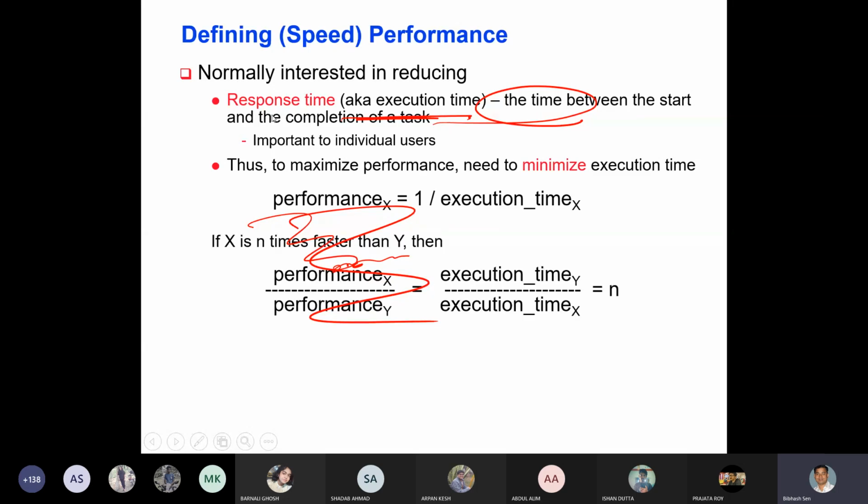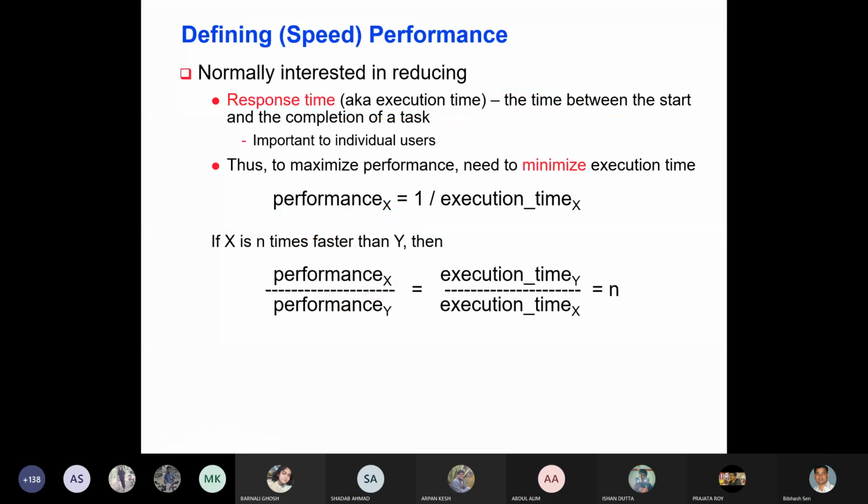What is today's computer doing? Writing something, adding something. Okay, so the response time is the time between the start and the completion of the task.